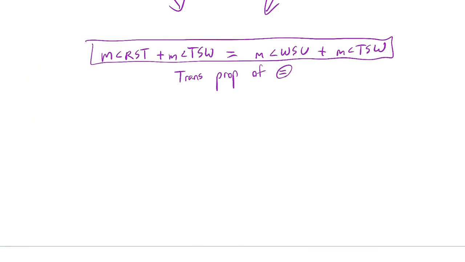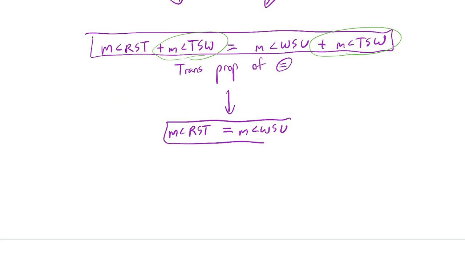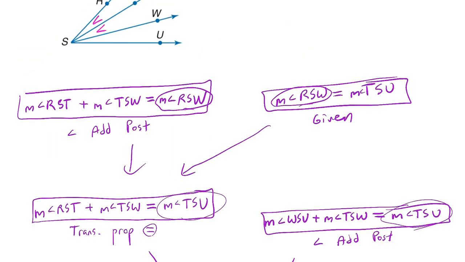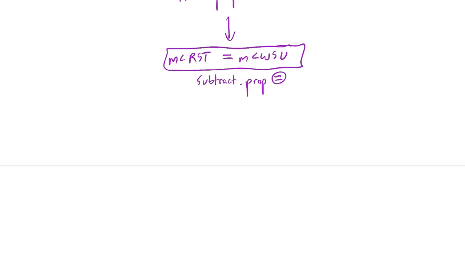And then I'm going to say, well, if they're both equal, they both have this extra TSW added on both sides, so I could just go ahead and subtract that. And so what I end up getting is the measure of angle RST is the same as the measure of angle WSU. And that was the subtraction property of equality. Again, if you're on IXL or in future chapters, we would probably just call the reason there algebra. But let's just double check. We wanted RST to be the same as WSU, and that's exactly what we got, so we're done.